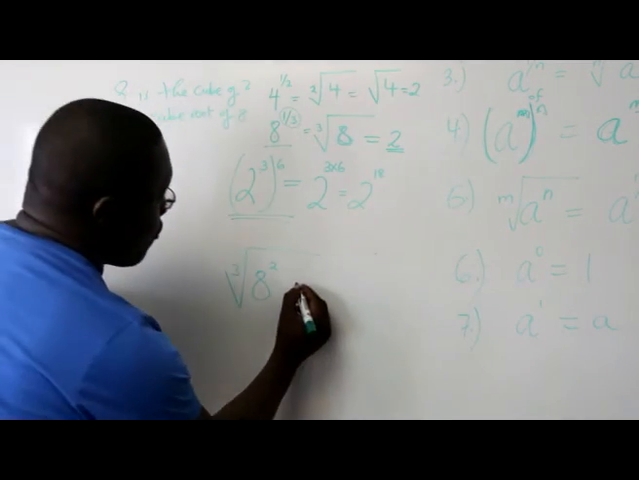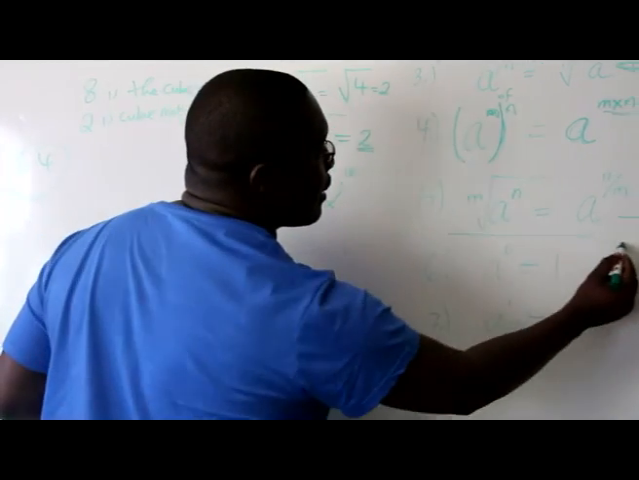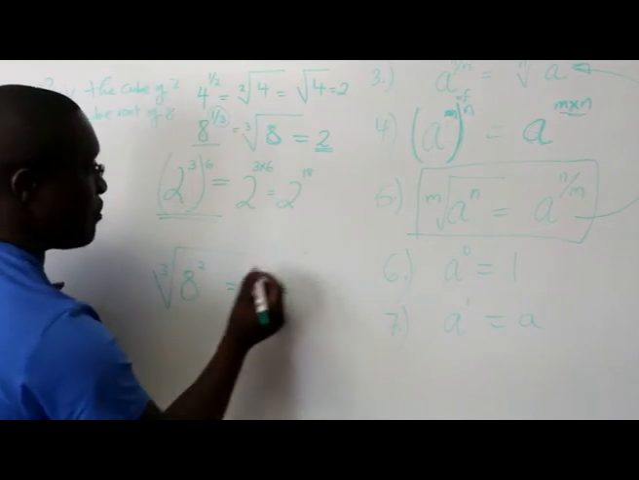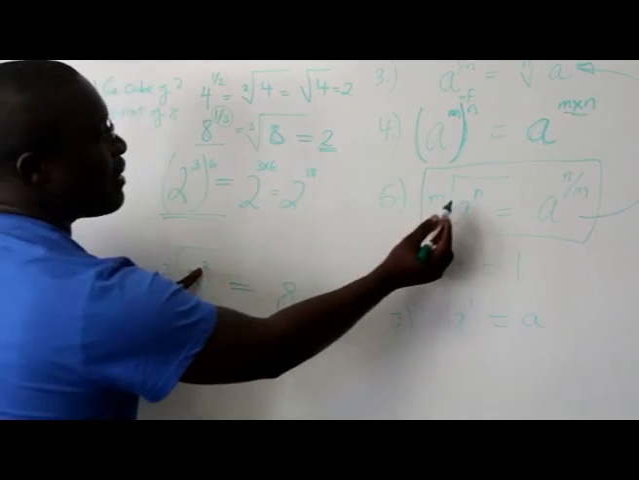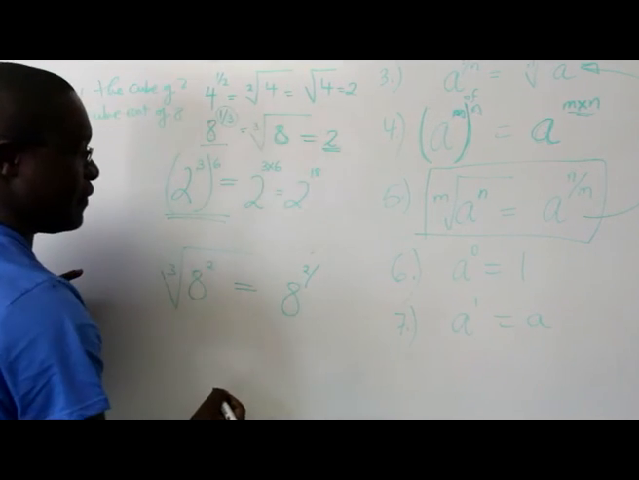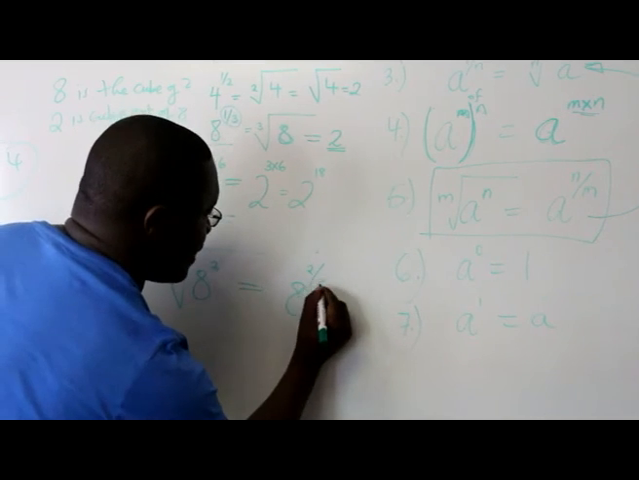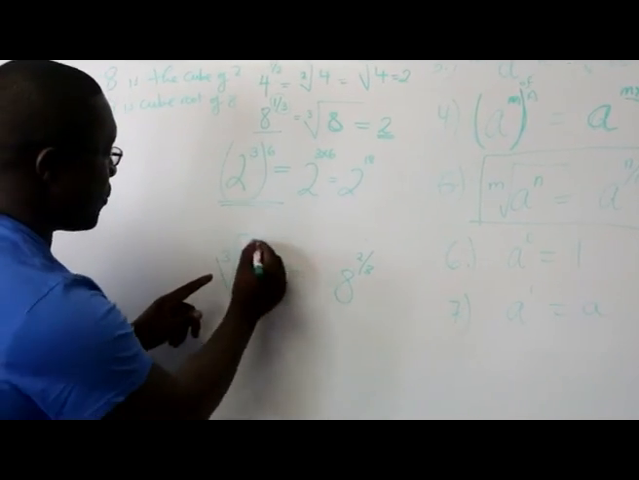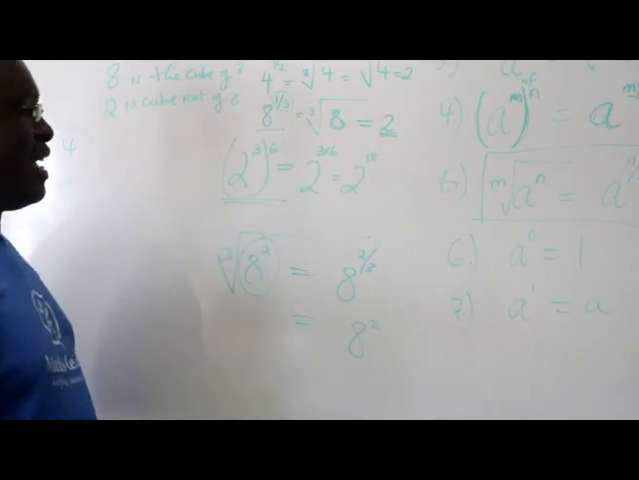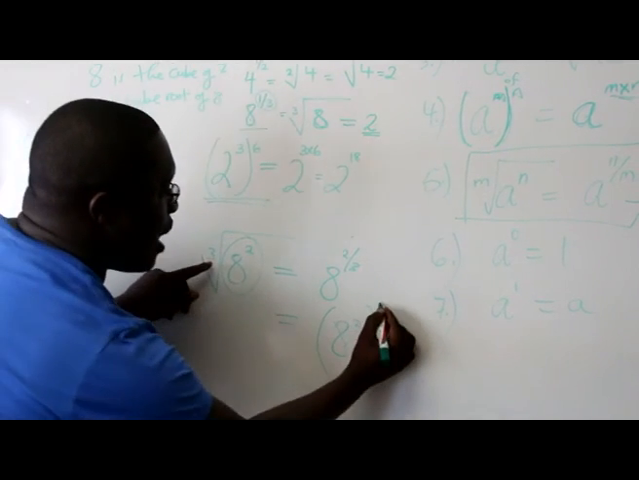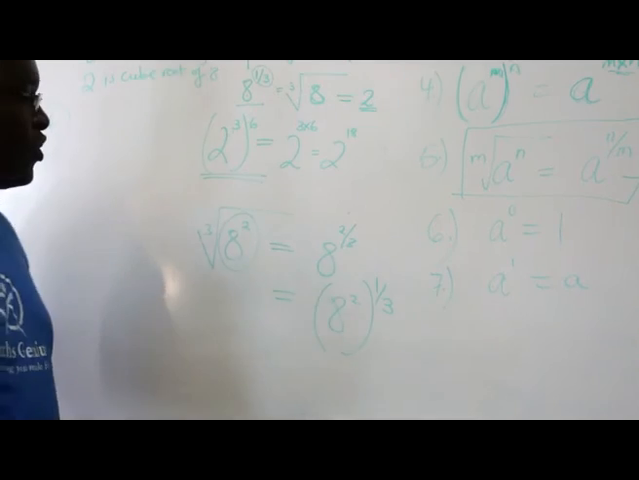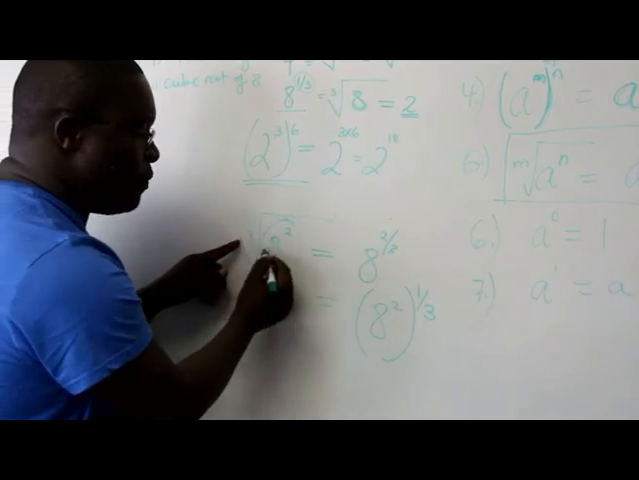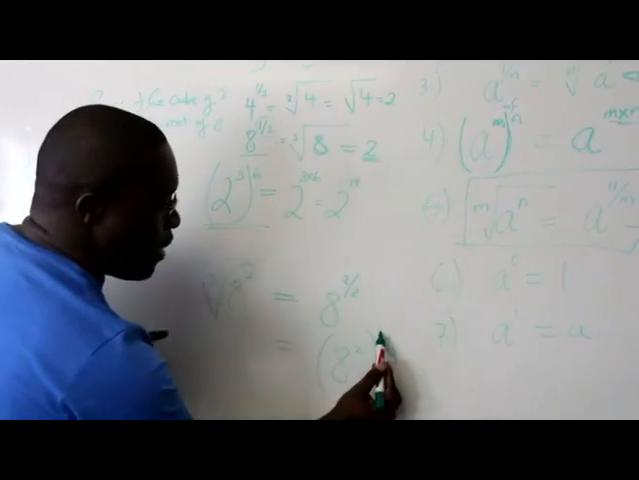So we're going to rewrite this using the law. So the law says that it's going to be 8, which is our a. Our n is our 2, 2 out of 3. But how did we get the 2 out of 3? Let me show you. What we did was we took the 8 squared like that, and then we said to the power of 1 over 3. So we took the 8 squared, here it is, and then the cube root. Cube root from here, we know that it's going to be 1 over 3.